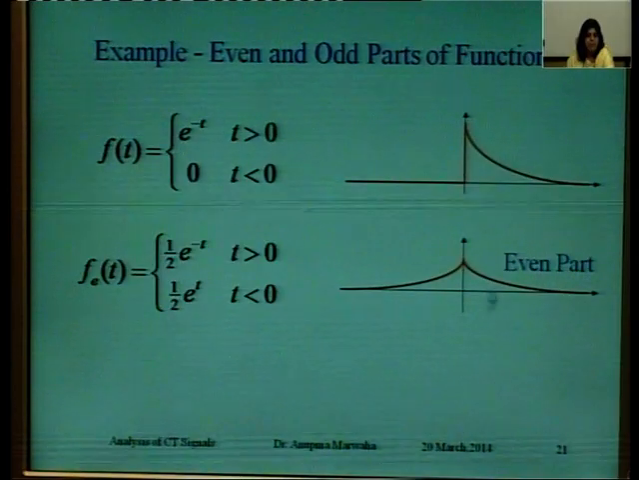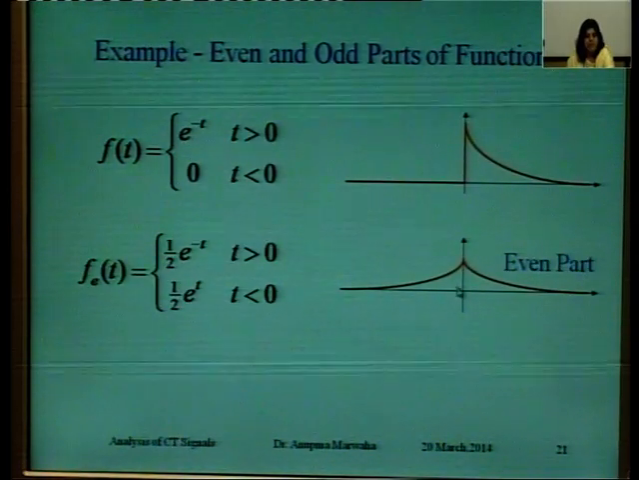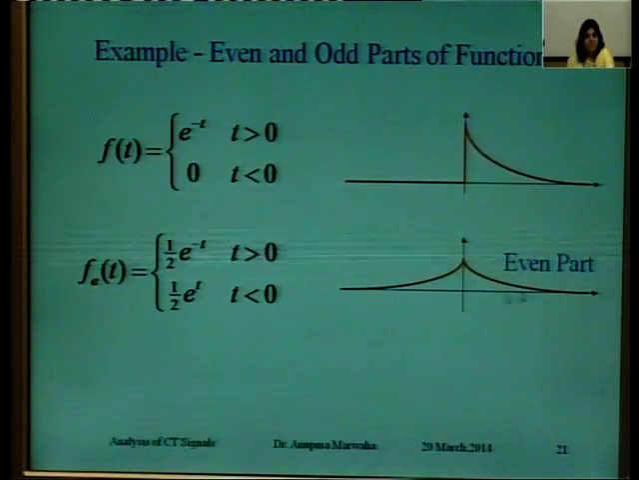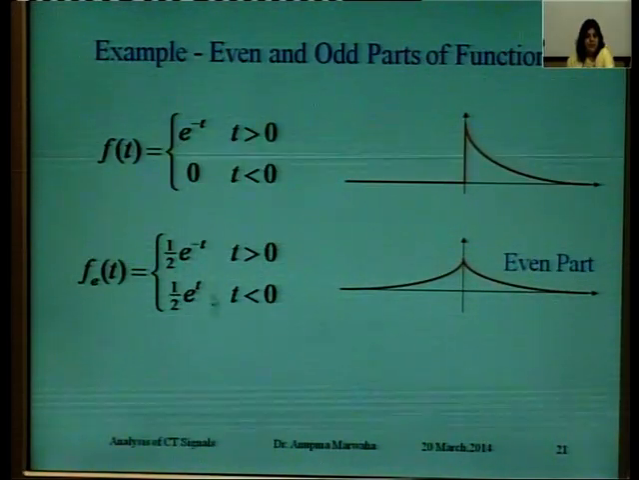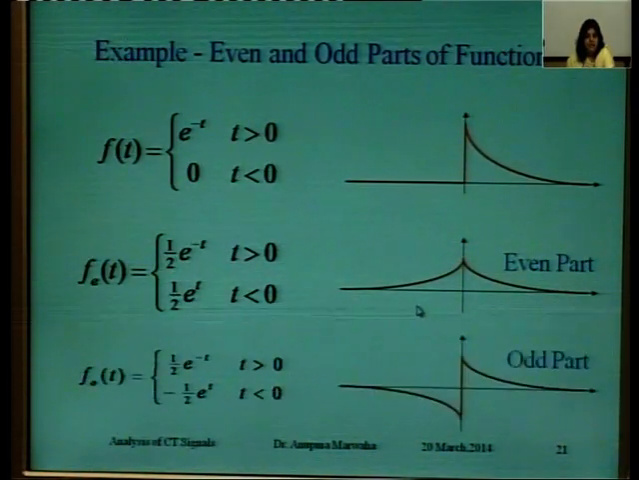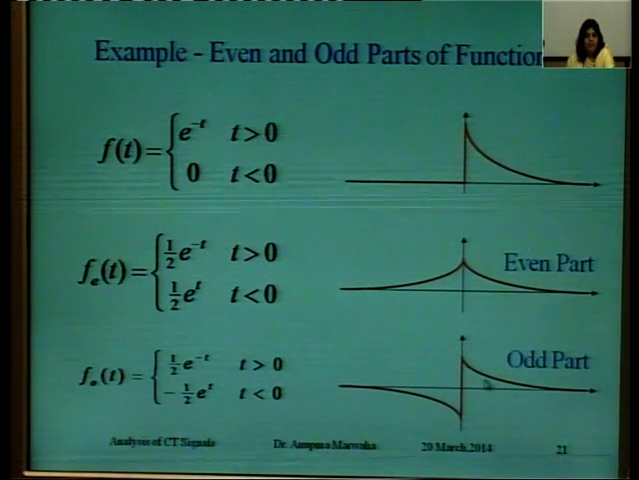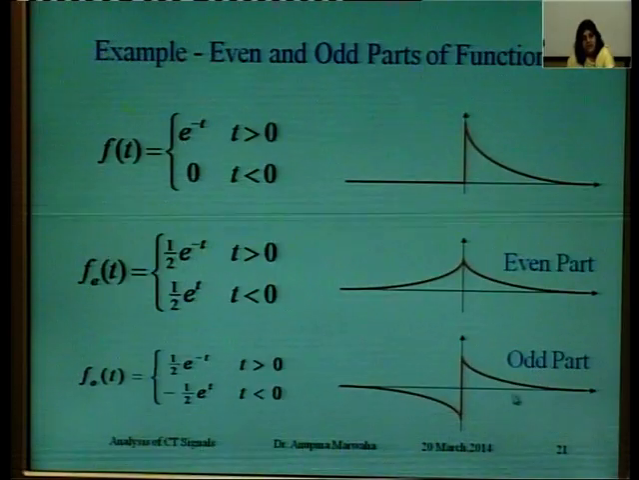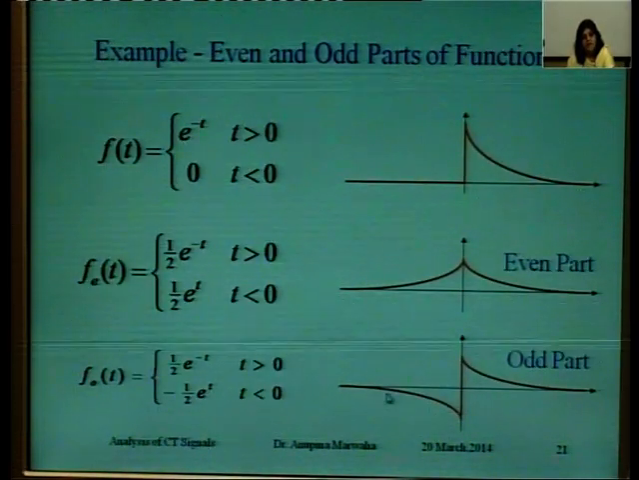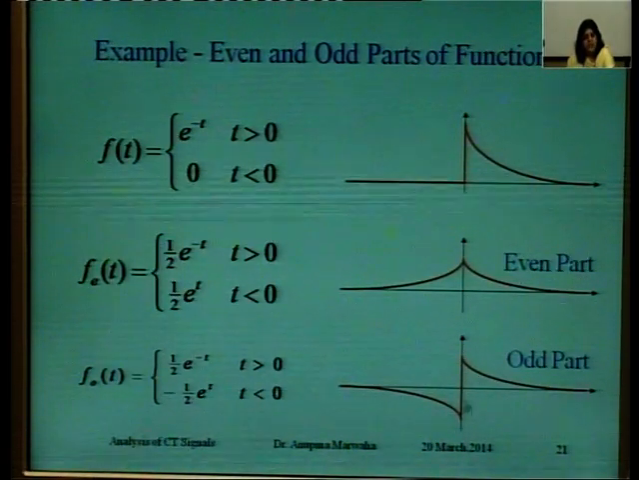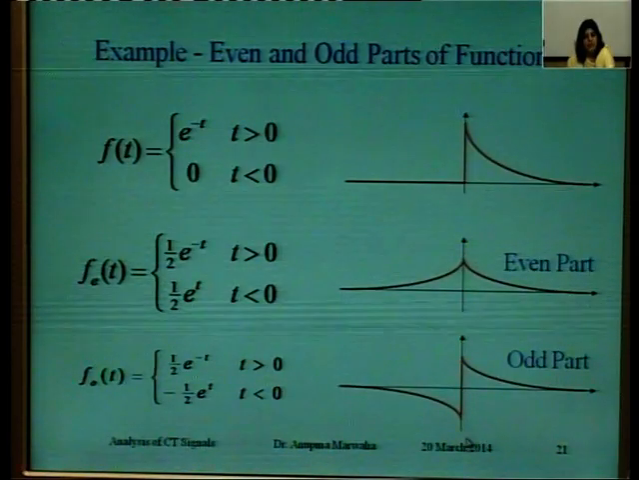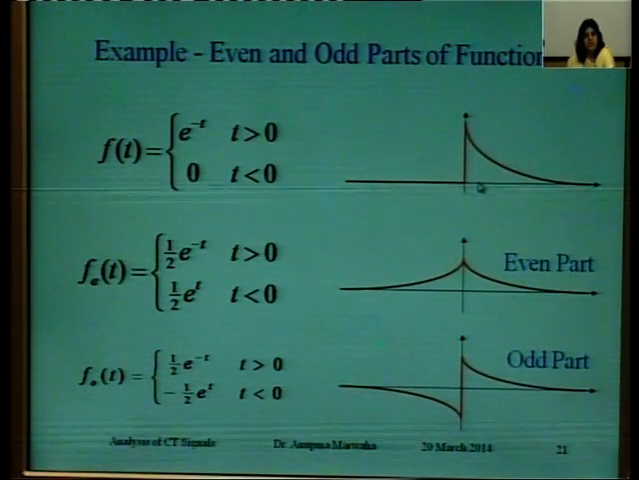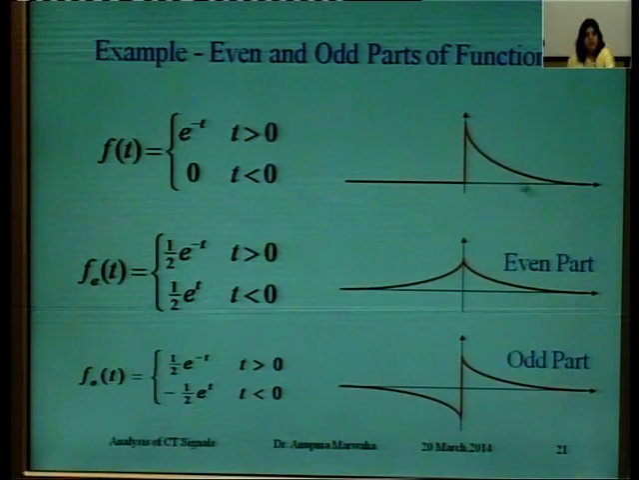So, what will be its even part? The even part will be that for which the positive and negative time domain values are the same. So, it is this function. Its corresponding odd part will be the signal which has the same value as f(t) for the positive time domain, and for the negative time domain its value gets reversed. So, this is its odd part. Now, if we take the sum of these two signals, the resultant will come out to be the signal f(t).